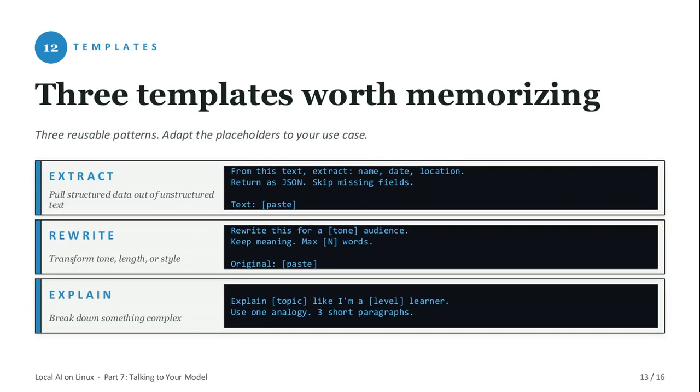Once you've got the iteration loop down, it helps to have a few go-to shapes ready. These 3 cover most of what you'll actually do with a local model. Extract pulls structured fields out of messy text and asks for JSON back. Rewrite reshapes tone, length, or style without losing meaning. And explain breaks something complex down to a chosen level. Memorize the skeletons, swap the placeholders, and you've skipped the blank page problem entirely.